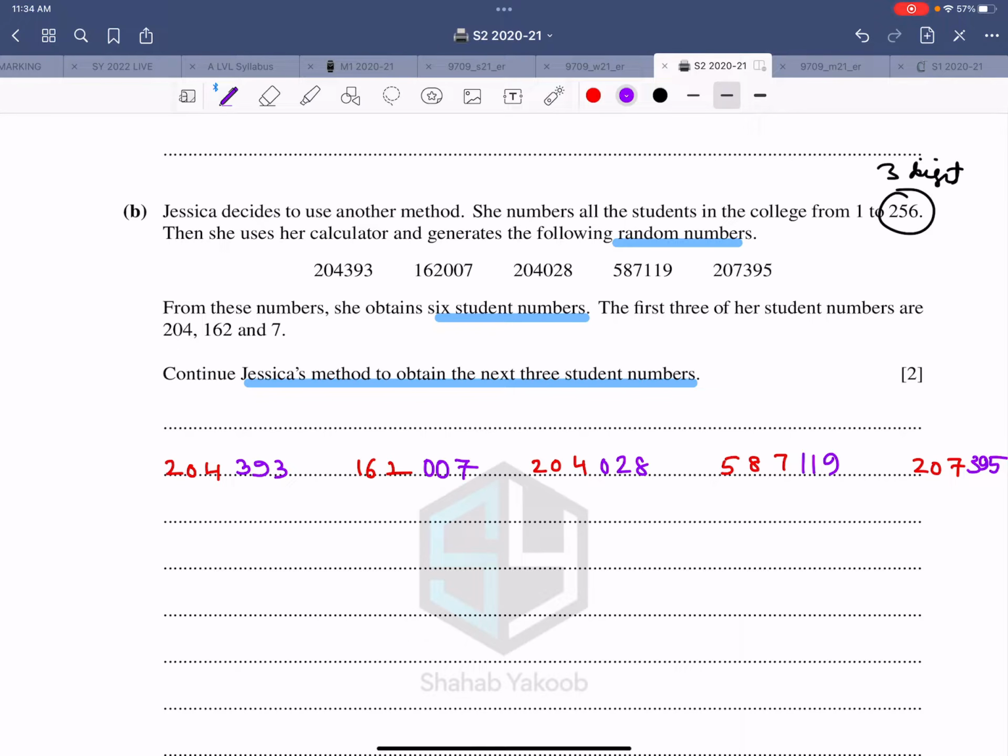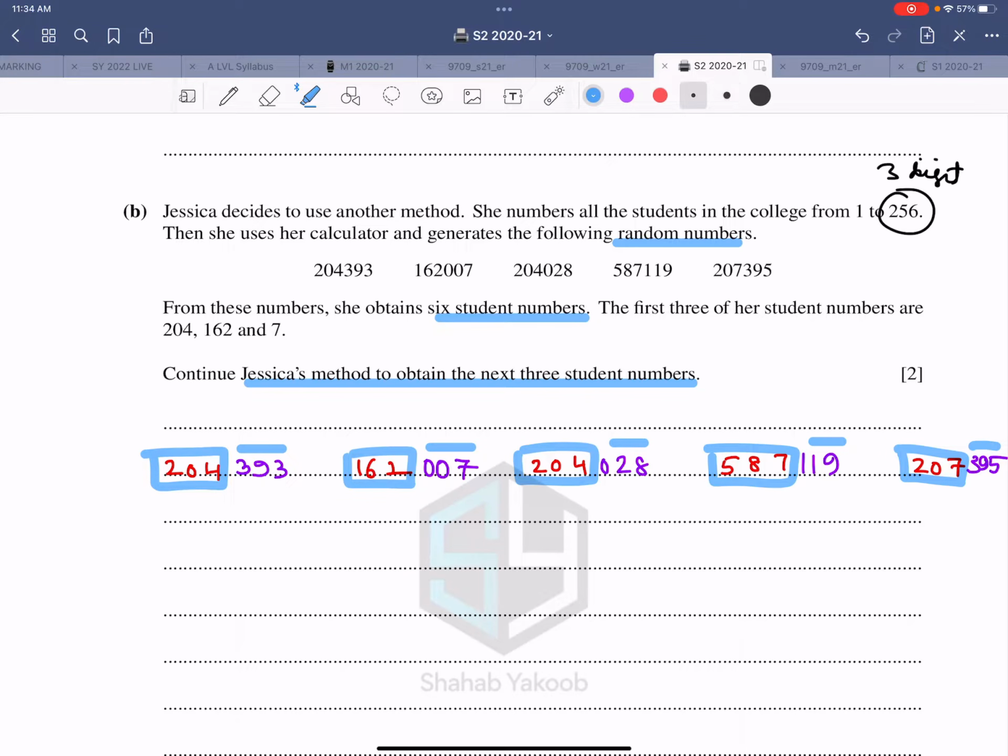Now, how would you choose? You would choose it like this: 204, then 393, 162 007, 204 028, 587 119, 207 395. Now, this is already chosen, 204, there it is. And then 393 is out because this is out of range. Then 162 is chosen, 007 is chosen.